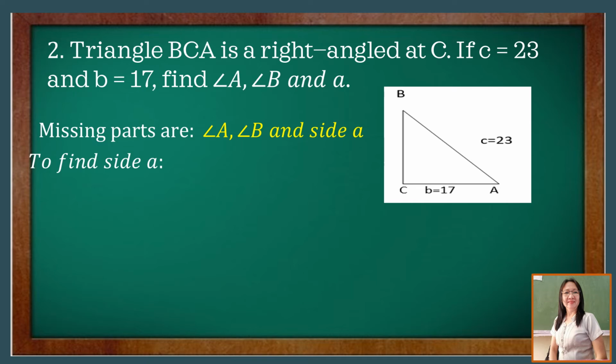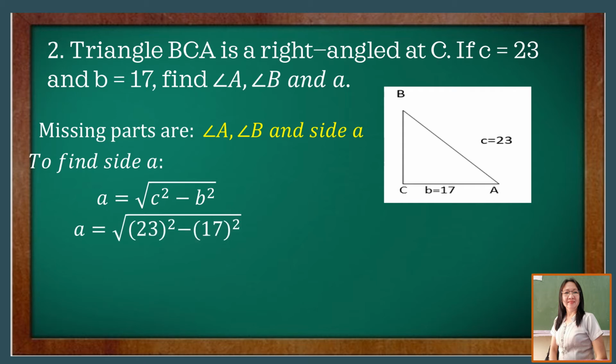To find the altitude, we can use the Pythagorean theorem, where A is equal to the square root of c squared minus b squared. By substitution, A is equal to the square root of the square of 23 less the square of 17. Simplifying, the square of 23 is 529 and the square of 17 is 289. Then subtracting 529 minus 289 will give us 240.